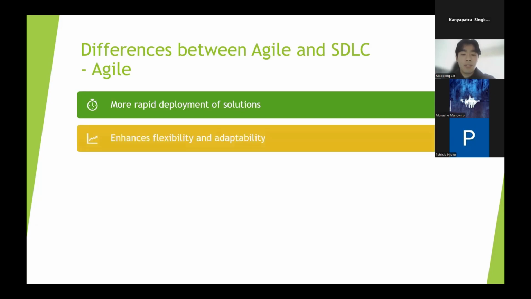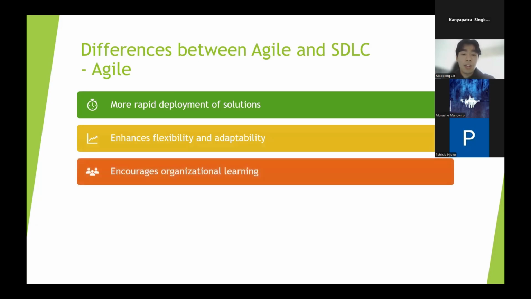Next, it enhances flexibility and adaptability. Requirements often change over the life of a project, especially when dealing with customers or evolving business needs. Agile supports continuous updates and adjustments, making it easier to respond to change without disrupting the entire project plan.